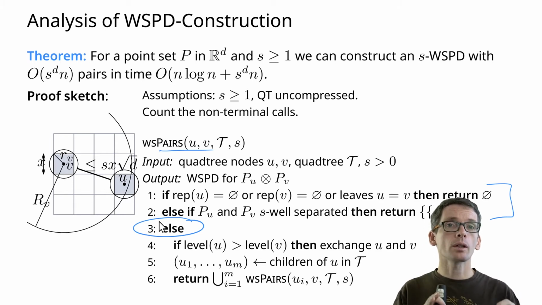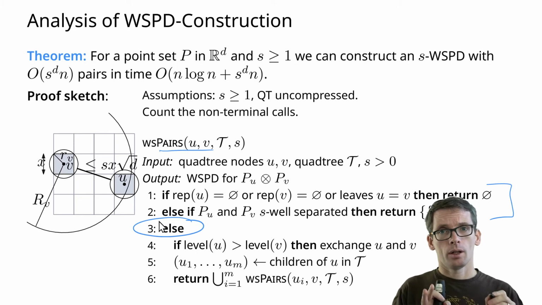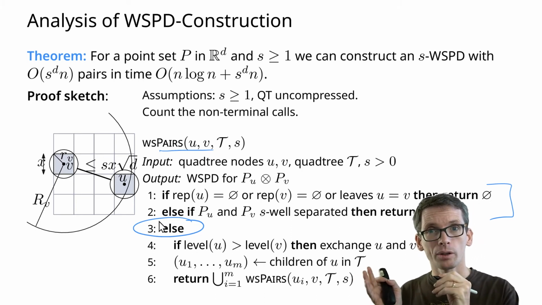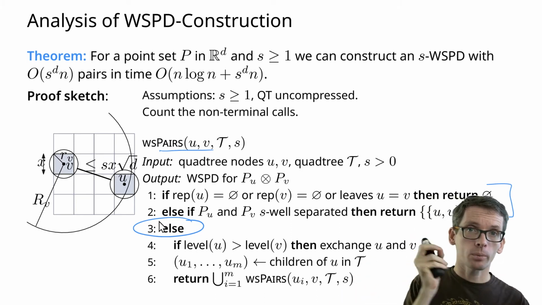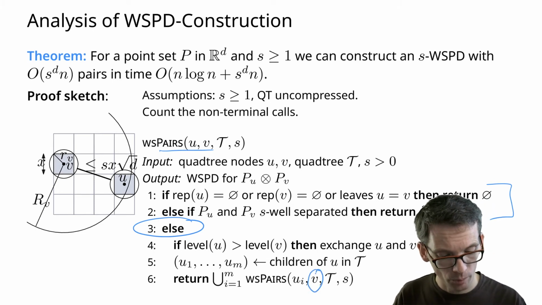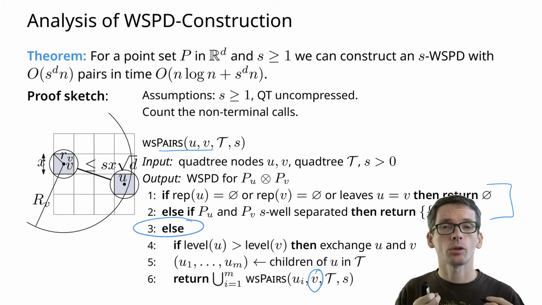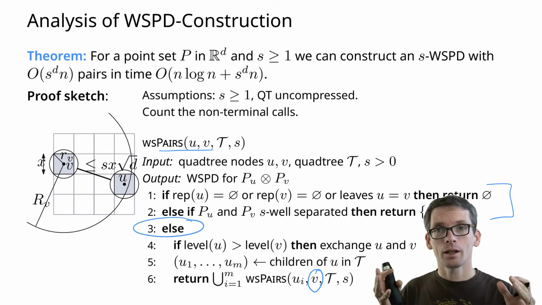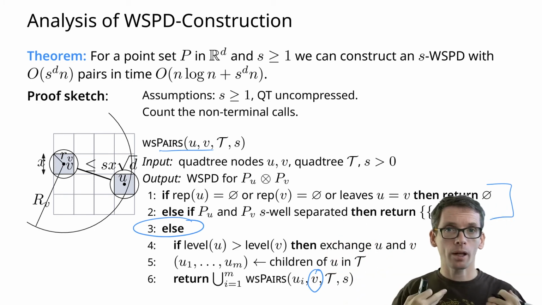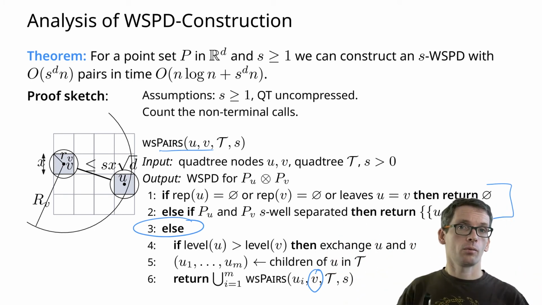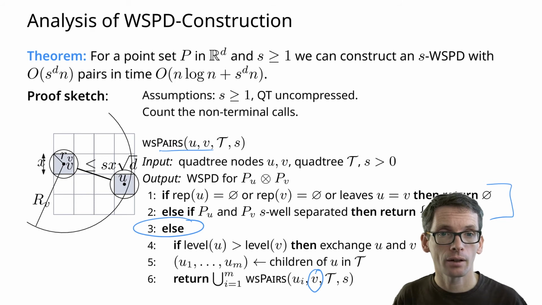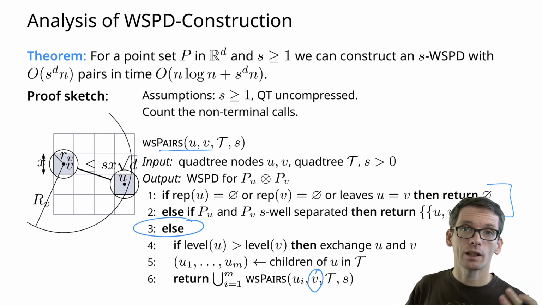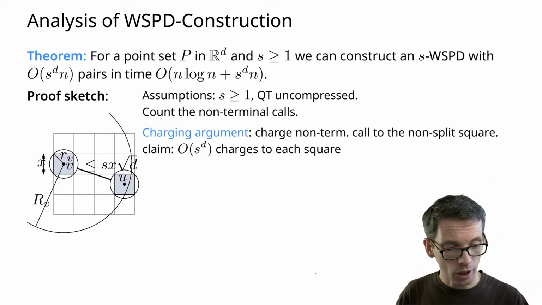And we're going to use a charging argument. Every time we go into the else case, we're going to make a node responsible for that. And the node that we're going to make responsible is this node V, the node that is not split. So node V sits there and tells U to split. Then we make V responsible. We make V pay, and we check how often V needs to pay. So it's a charging argument.